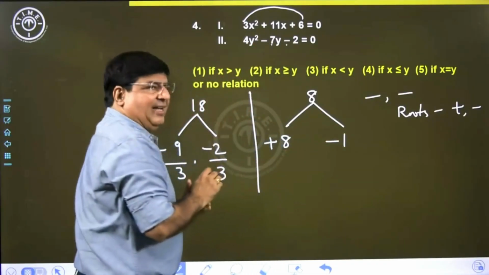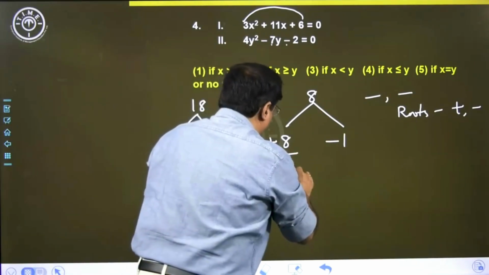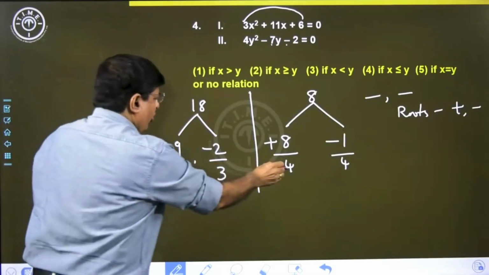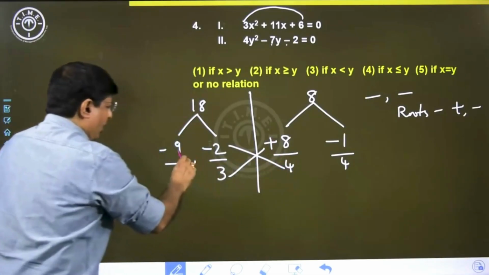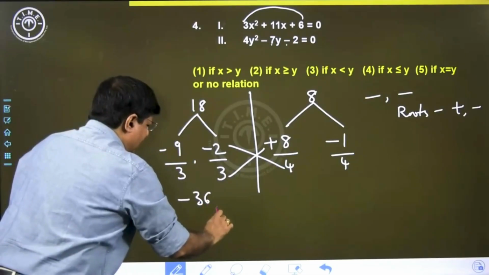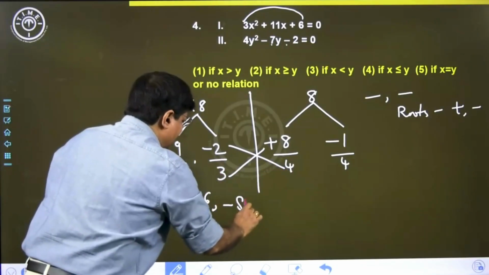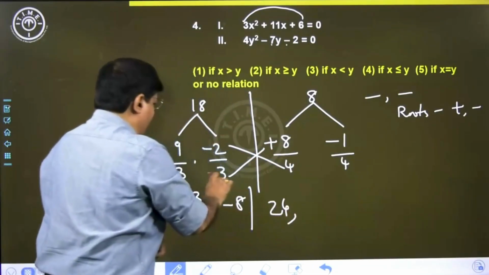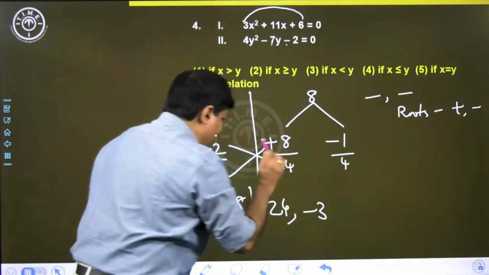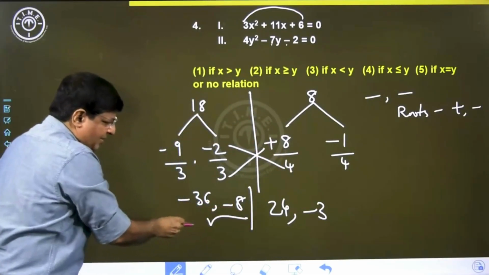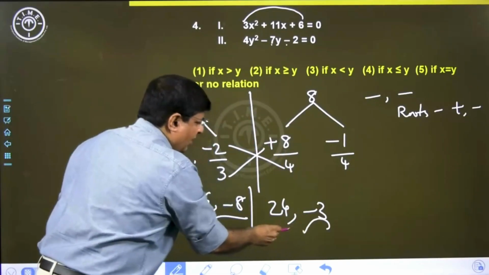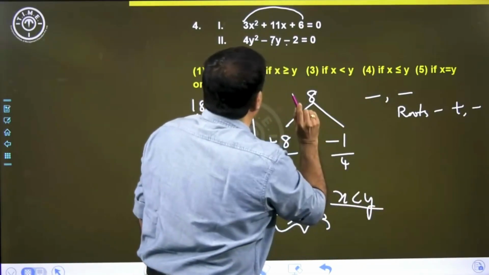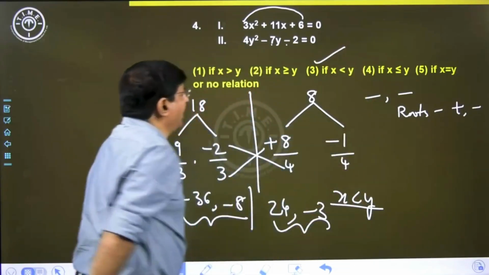Here the coefficient of y square is 4. So 8 divided by 4, minus 1 divided by 4. Now what you can do is get this 4 here and take this 3 there. 4 into minus 9, minus 36. 4 into minus 2, minus 8. Compare with 3 into 8, 24, and 3 into minus 1, minus 3. Clearly you can see that this set is less than this one. So x is less than y. What is our option? Option number 3.